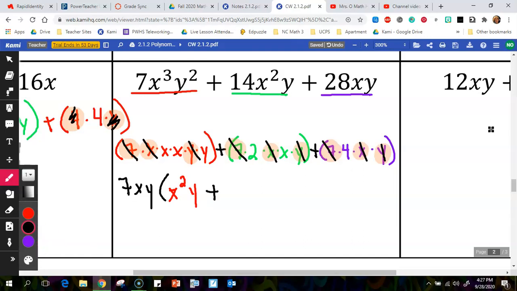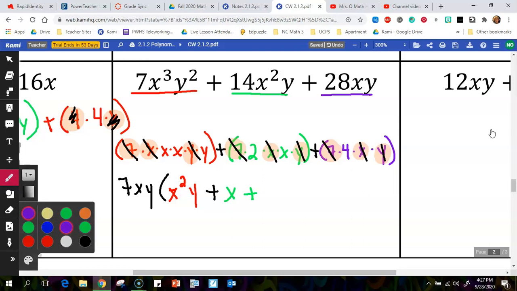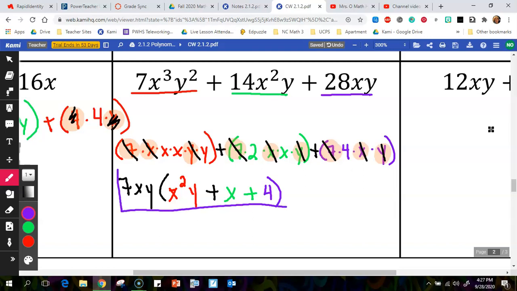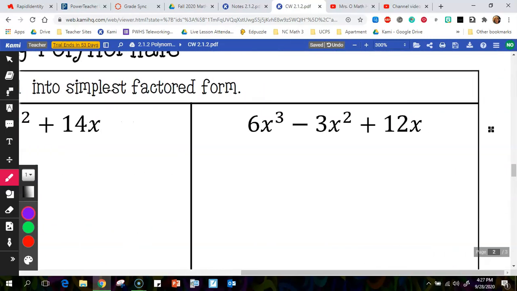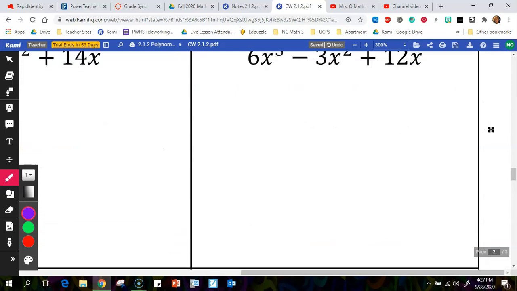And then in green, I have just an x there. And then in purple, I have just a 4 plus 4. Okay, so that is factored right there. All right, how many do we have left? So we have that one. Let's do this one, and then I'm going to leave the other 2 for you.